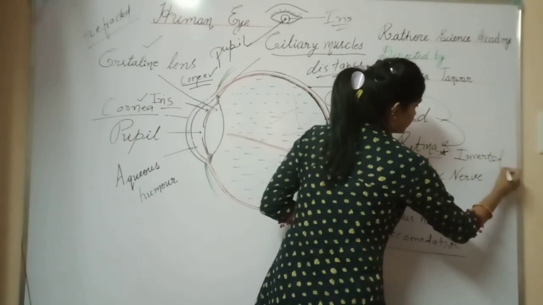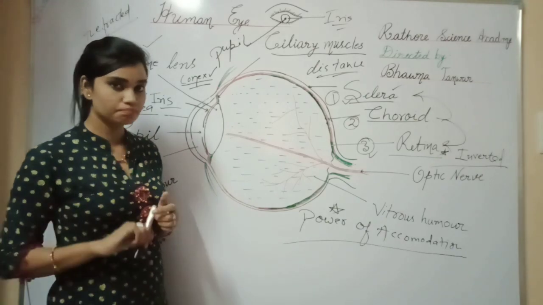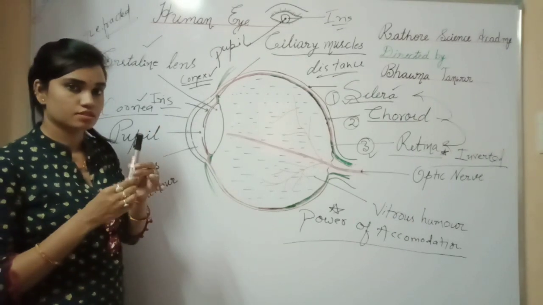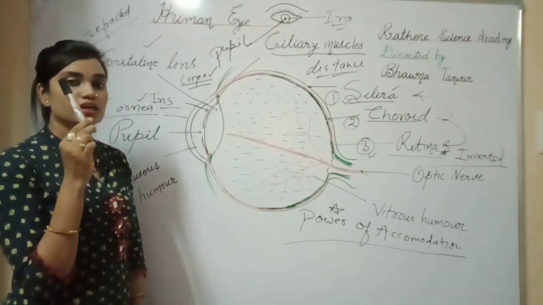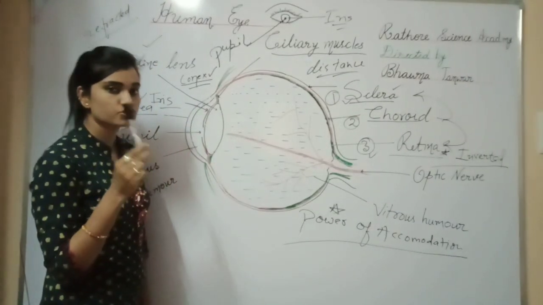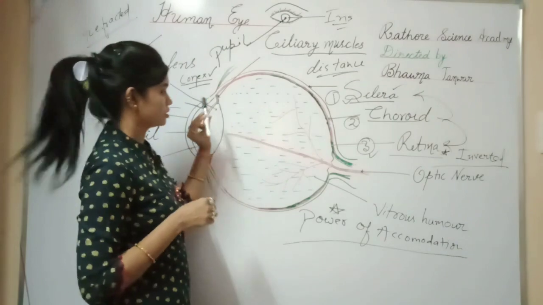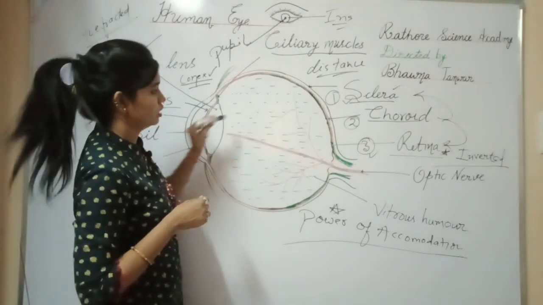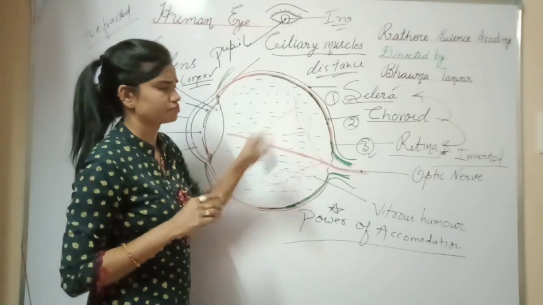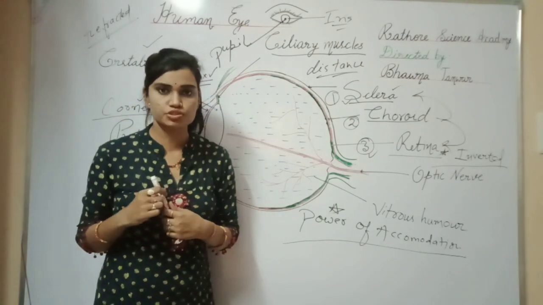What is the meaning of inverted? That means upside down. For example, if you can see this marker in front of my eyes, it is like this. The image of this marker on the retina is upside down, that means inverted. This erect object in front of my eye forms an upside-down, inverted image on the retina. Does that mean we are seeing all things in an inverted position?